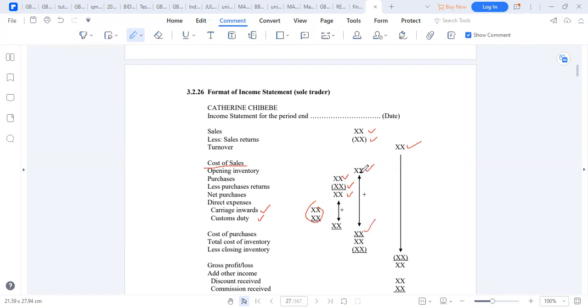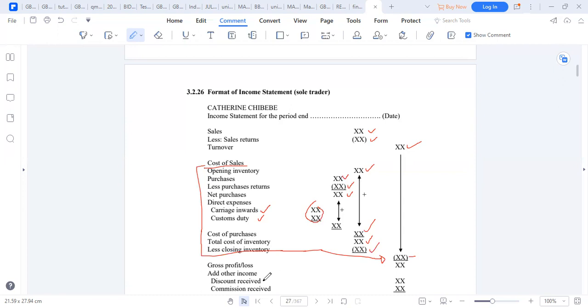So this net purchases, when we add these figures there, they will give us the total cost of purchases here. So when we add our opening inventory plus our cost of purchases, what we're going to get is the total cost of the inventory we have. Then we subtract what remained at the end of the year, which is called closing stock. The figure we get is what we call the cost of sales. Now, cost of sales, like I mentioned, is what we subtract from our sales to get the gross profit. So from the sales turnover, we subtract the cost of sales. This will give us the gross profit or loss.